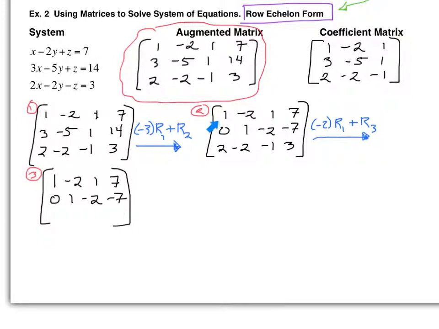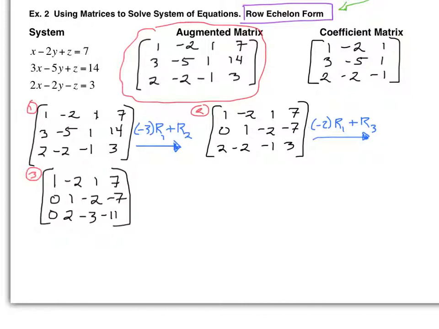So here we go. Take row 1 and multiply it by -2. So 1 times -2 is -2, plus 2 is 0. -2 times -2 is 4, plus -2 is 2. 1 times -2 is -2, plus -1 is -3. 7 times -2 is -14, plus 3 is -11. Are we okay with that?